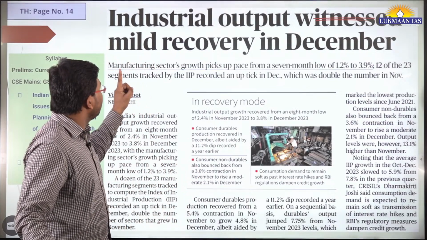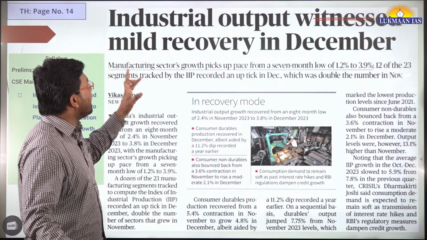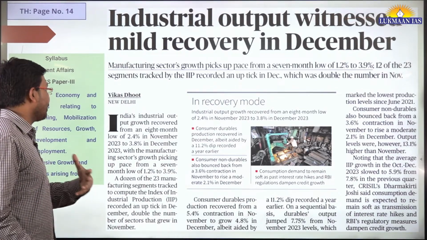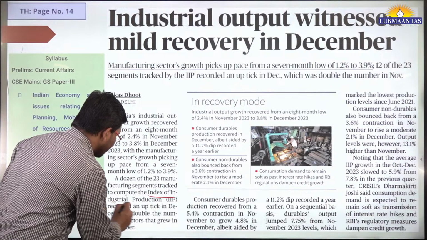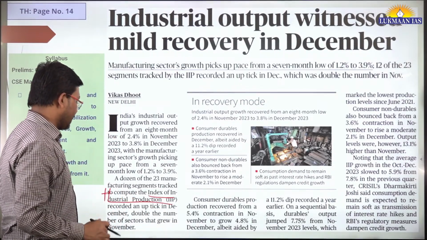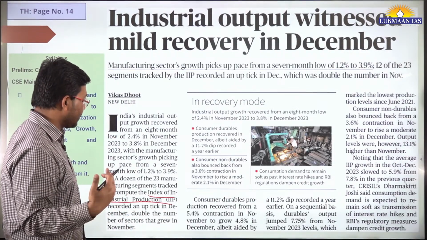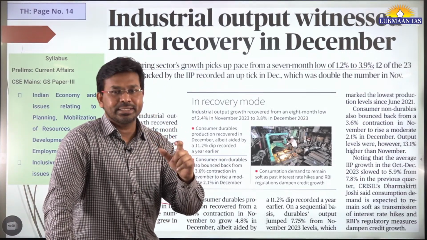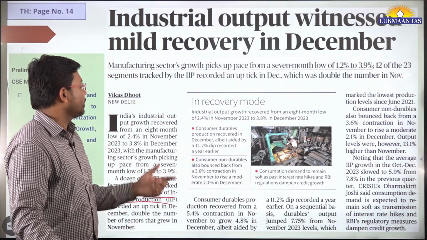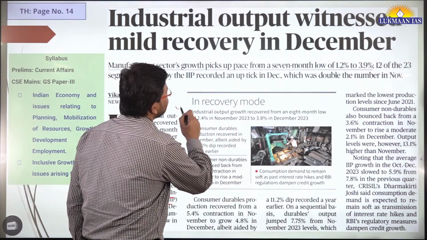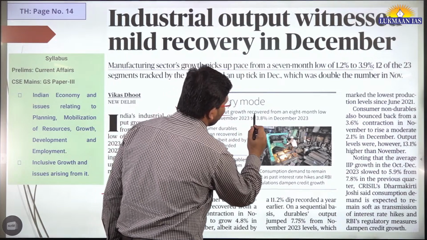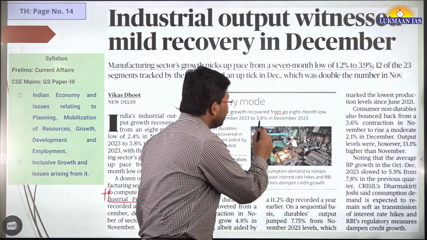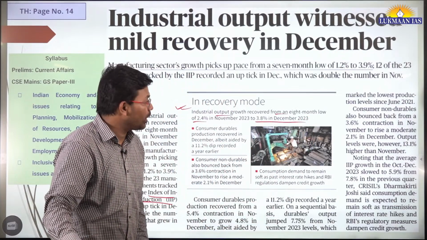The final article is that industrial output witnessed a mild recovery in December. The index of industrial production has seen some uptrend. Out of the 23 industries, about a dozen have shown a growth trend. In this article they say that industrial output growth recovered from an 8-month low of 2.4% in November 2023 to 3.8% in December 2023.